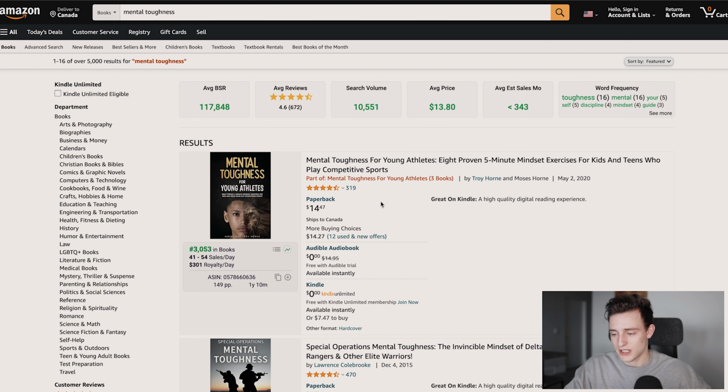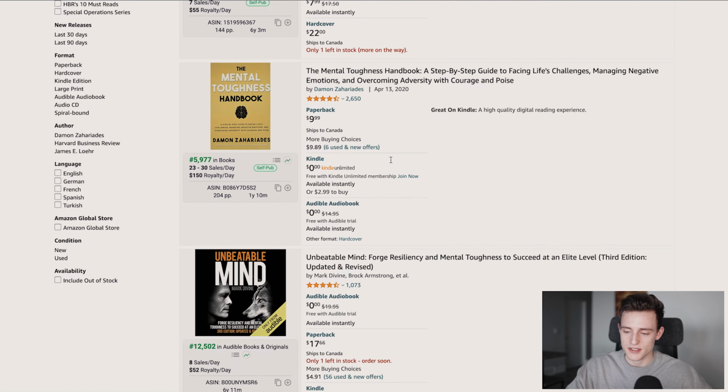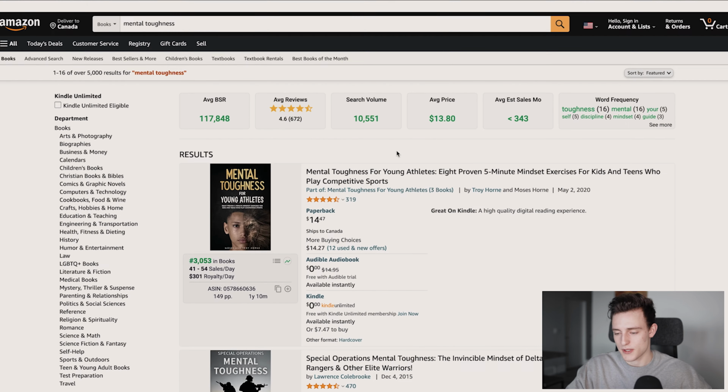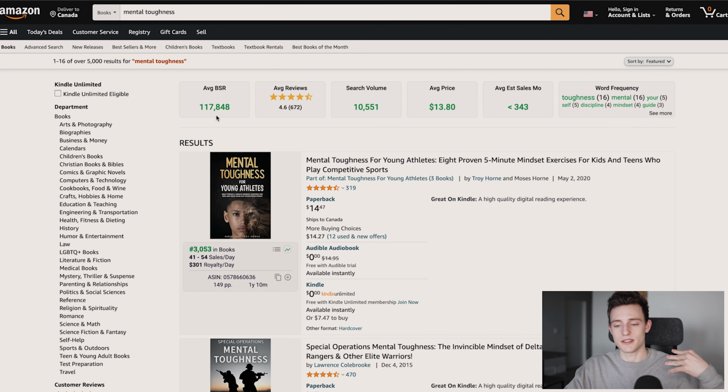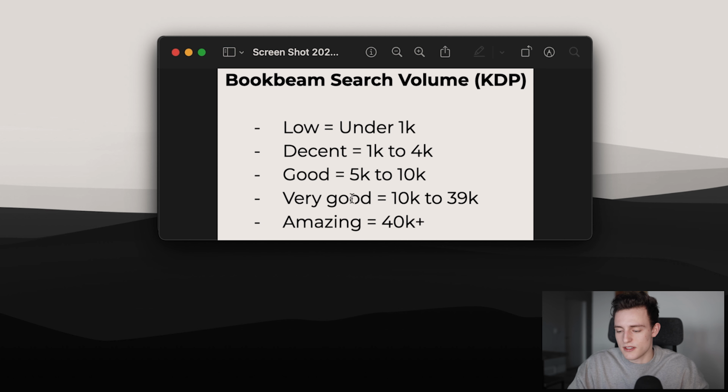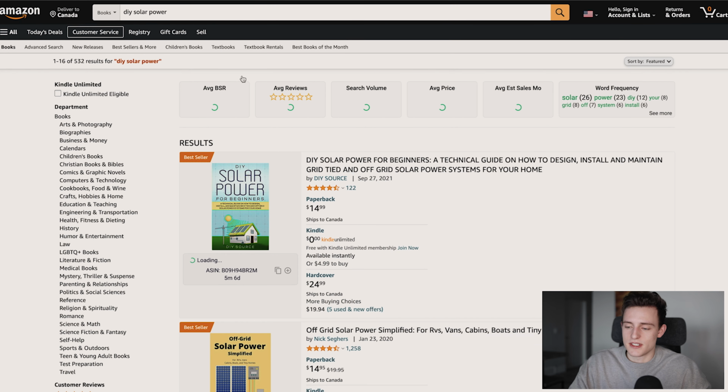Okay, and this is actually a pretty good keyword overall. Unfortunately, there are some books that have thousands of reviews on the first page. But in my opinion, the demand is there, so you could try a book in this keyword if you have a higher budget for Amazon ads. So that is another keyword. You can see it's in the 10,000 range, which puts us in the very good category in terms of monthly search volume. Moving into my next example, which is DIY solar power.